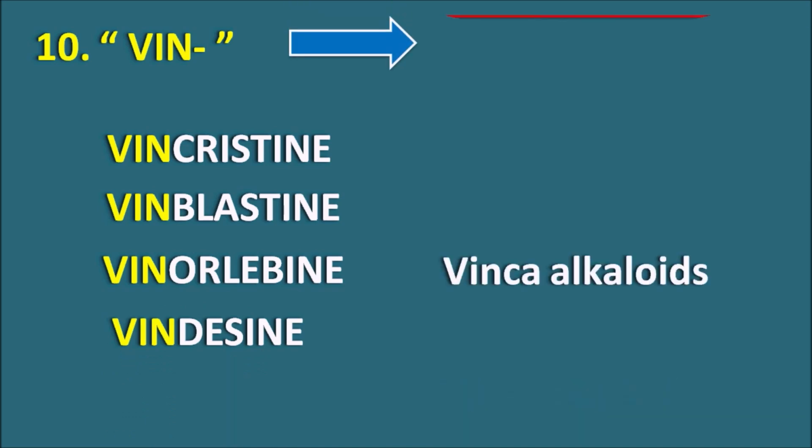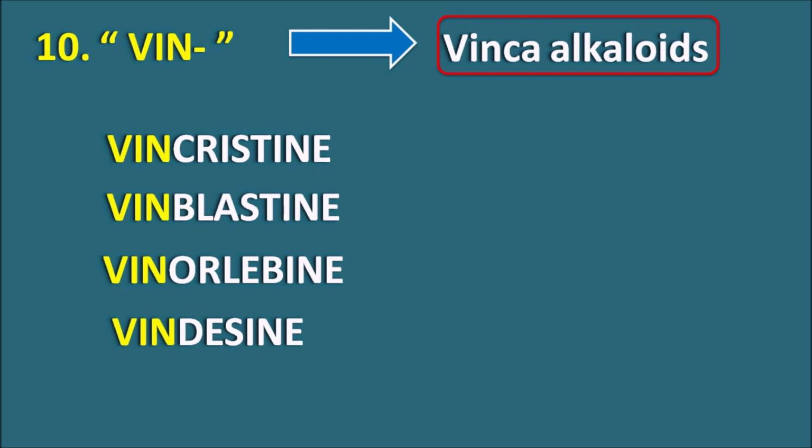Next one is the Vin. So we have drugs like Vincristine, Vinblastine, Vinorelbine, Vindesine. So here the prefix Vin indicates they are derived from the Vinca alkaloids. The first two drugs are the natural products. Vincristine and Vinblastine are the natural products, and Vinorelbine and Vindesine are the semi-synthetic products.